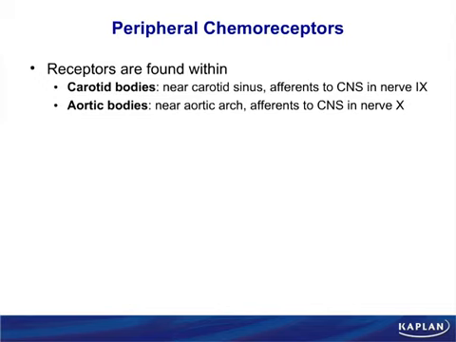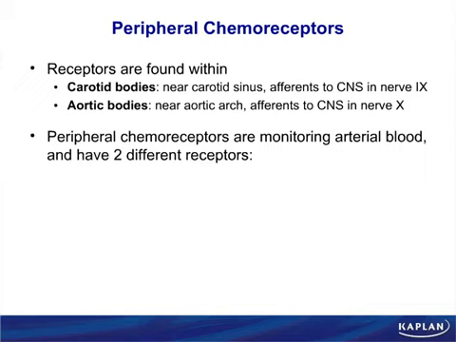So hopefully it makes sense that carotid bodies are going to send their input to the medulla via cranial nerve 9, just like carotid sinus baroreceptors did. Again, cranial nerve 9 is glossopharyngeal. And aortic bodies, since they're near the aortic baroreceptors, will send their afferents to the brain via the vagus, cranial nerve 10. All right, peripheral chemoreceptors are monitoring arterial blood.